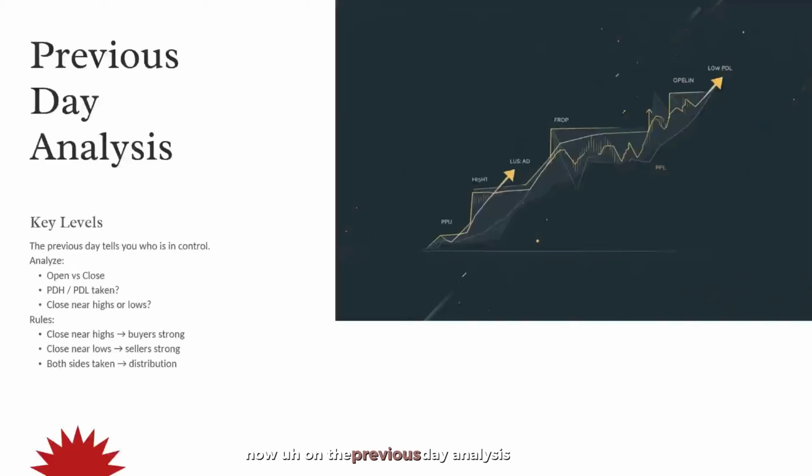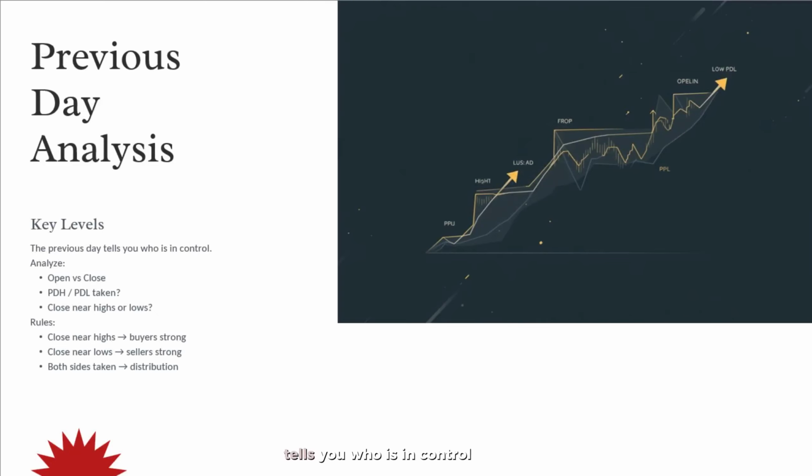Now, on the previous day analysis, we have the key levels. The previous day actually tells you who is in control. We need to analyze the open versus the close, and whether the previous day highs and previous day lows were taken. Close near highs or lows. The rule is basically: close near the highs, the buyers are very strong. Close near the lows, the sellers are strong. Both sides taken, there was distribution.